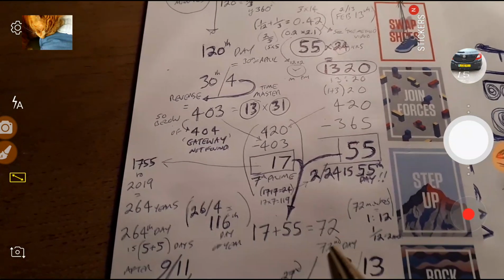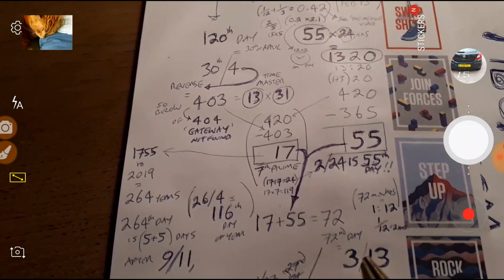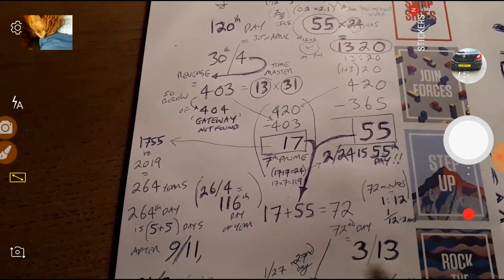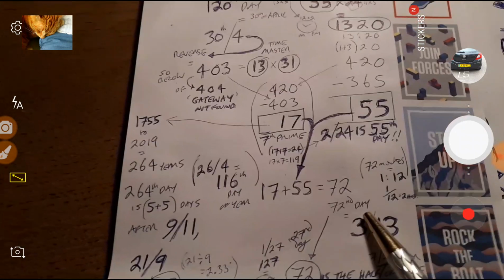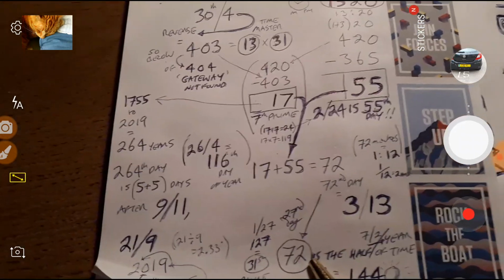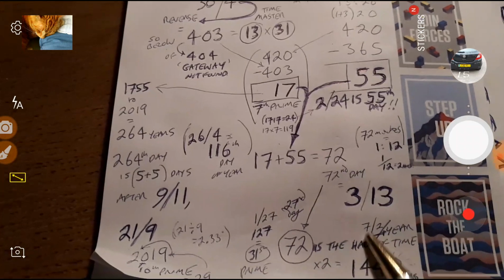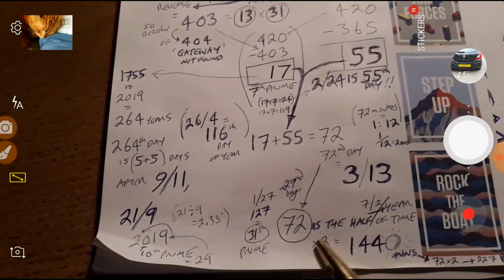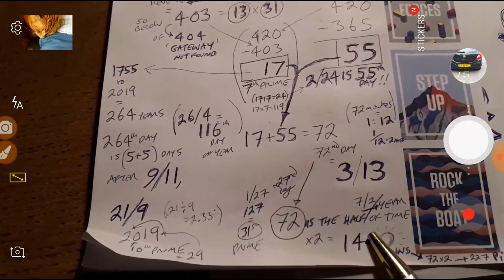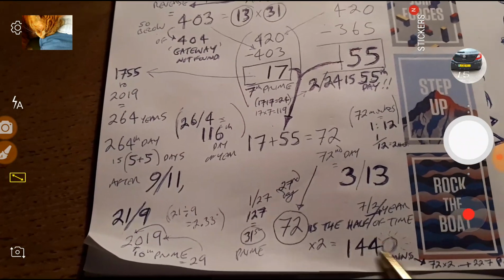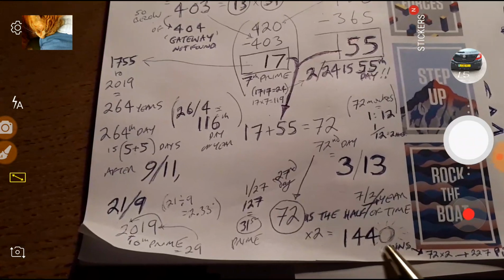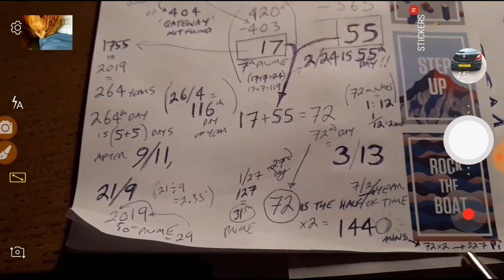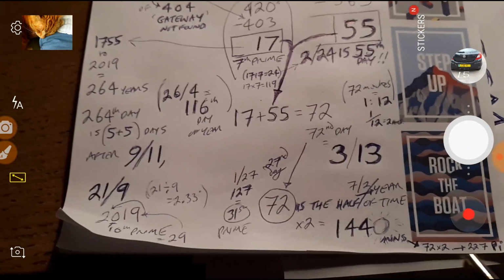Sticking with 72, 72nd day of the year is 3/13, March 13th. Master of time, round and round it goes. 72, it's the half year point as well, July 2nd, exactly halfway through the year. Times that by 2 and you get your 144, don't you? Obviously that's how many minutes there are in a day, a full day. 72 times 2.